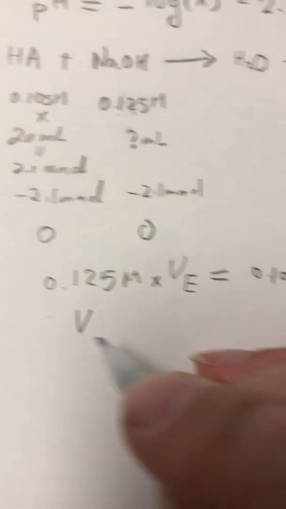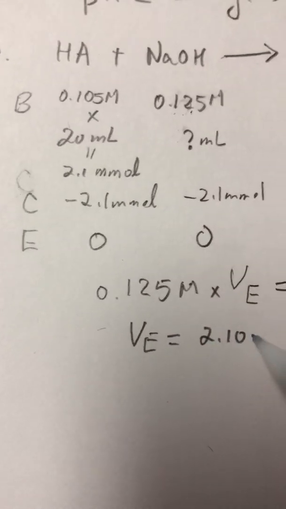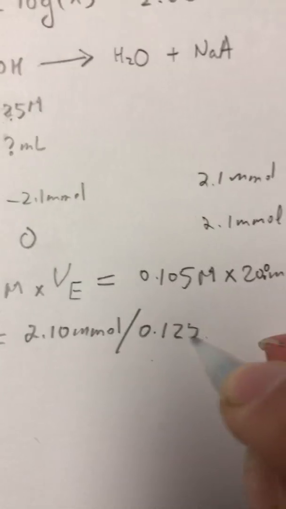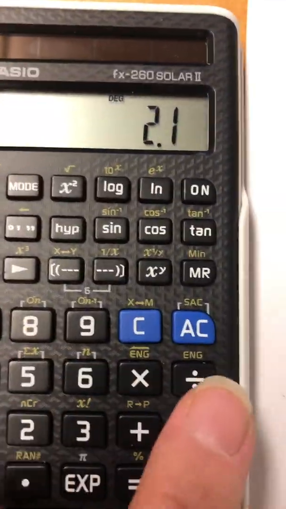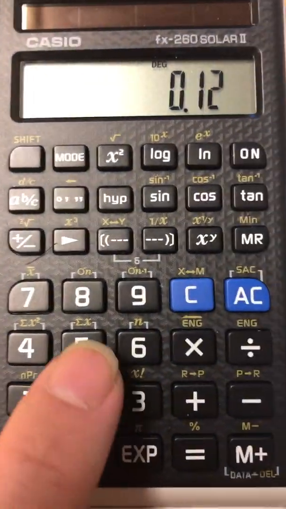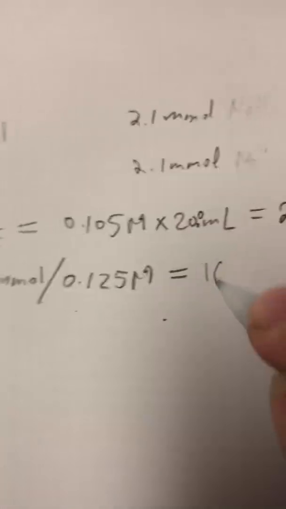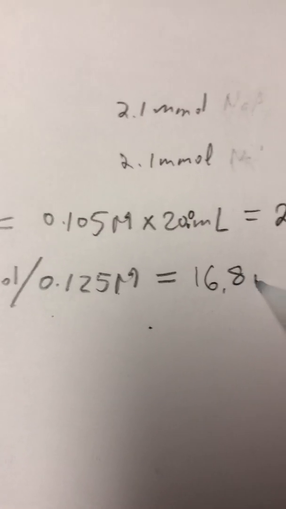millimole. To solve this, the volume for the equivalence point equals 2.1 millimole over 0.125 molar. You still have 2.1 here, push divide, 0.125, which gives you the volume, which is 16.8 milliliters.